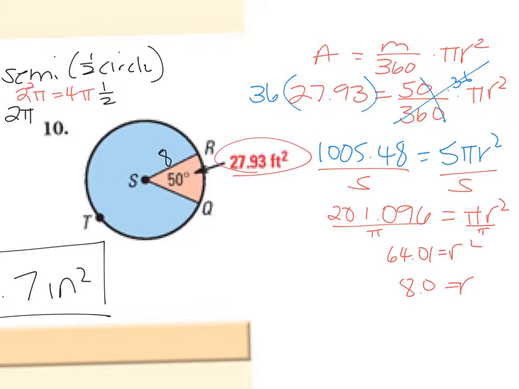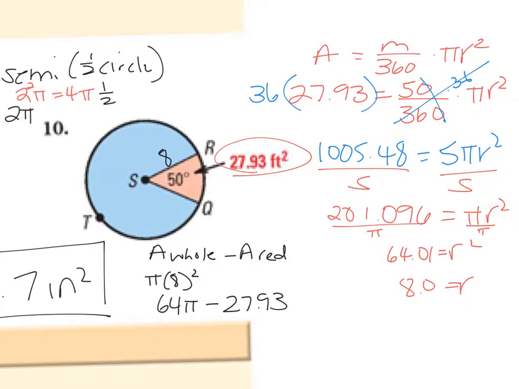So I can either find the area of the whole circle and subtract from it the red, which I already have, which is going to be a heck of a lot easier, or I can do area of a sector using 310 as the measure of the arc. Either way, you should get the same answer. So I'm going to do area of the whole circle minus the area of the red sector. The whole would be pi times 8 squared, 64 pi, minus 27.93. 64 pi minus 27.93, and you get 173.2.